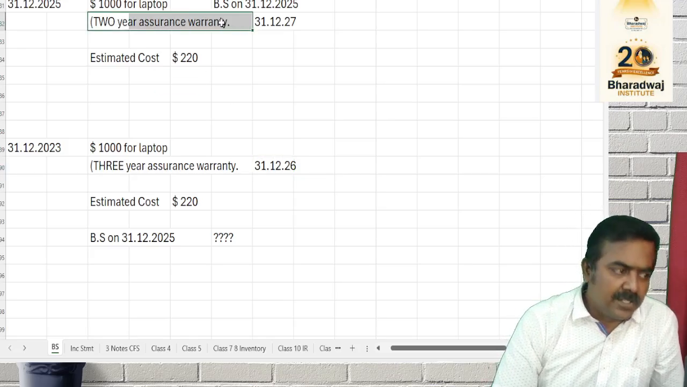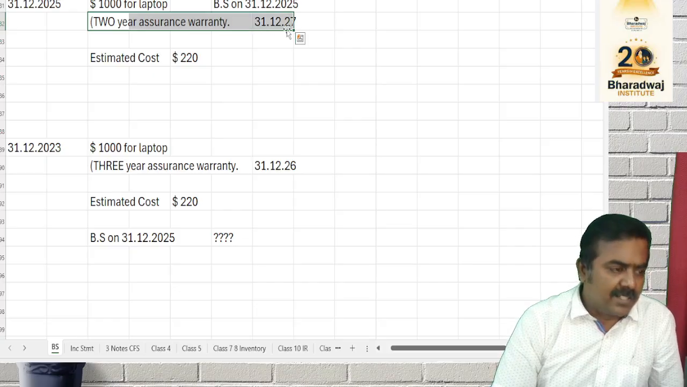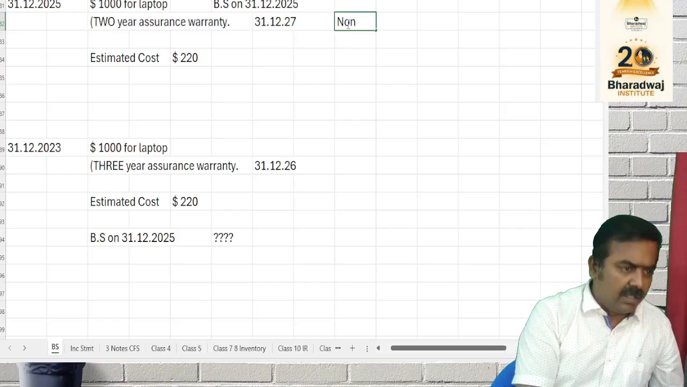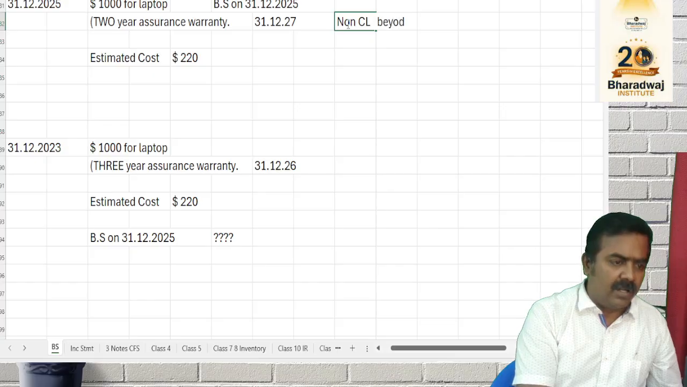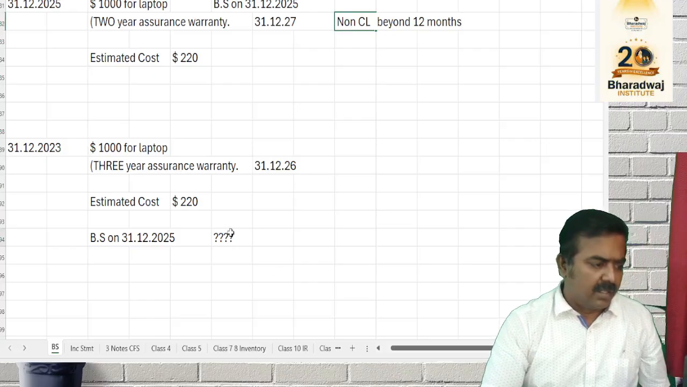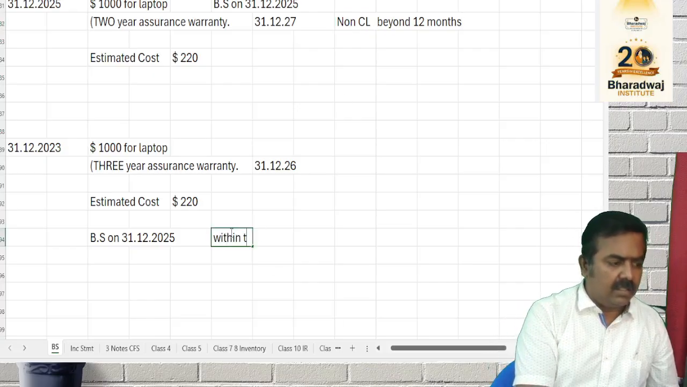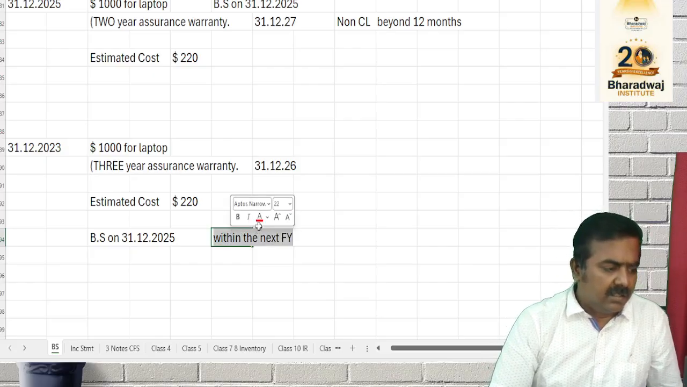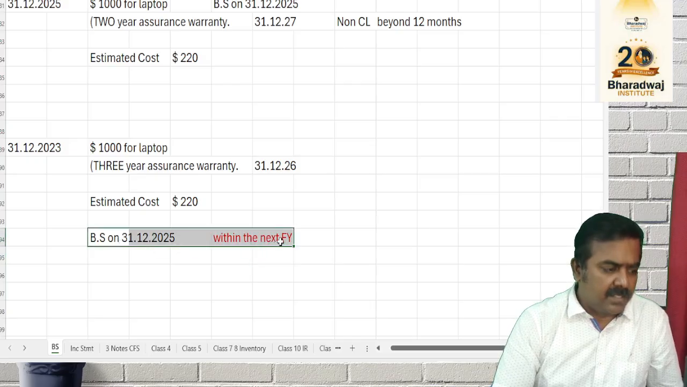Here, though it is a 2 year warranty, we call it a non-current liability. Why? Because it is beyond 12 months. Here it is within the next financial year. The warranty claims or estimates come within the next financial year.